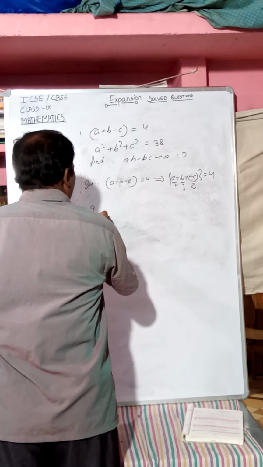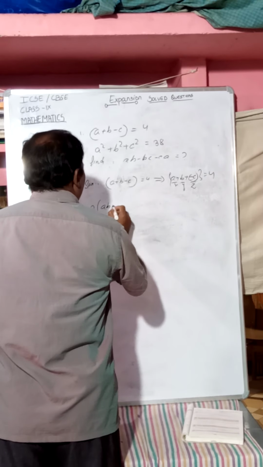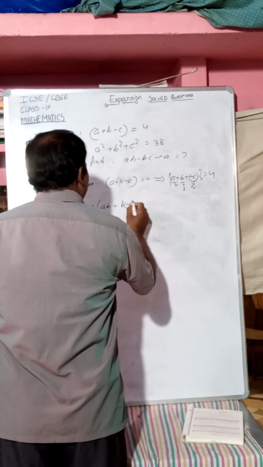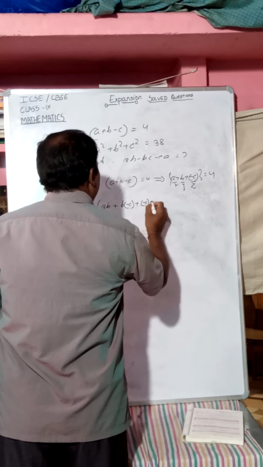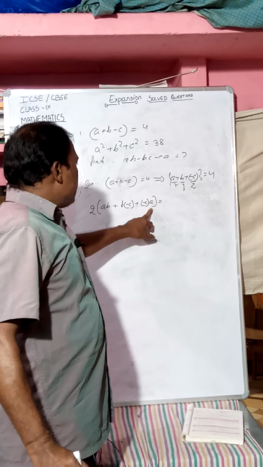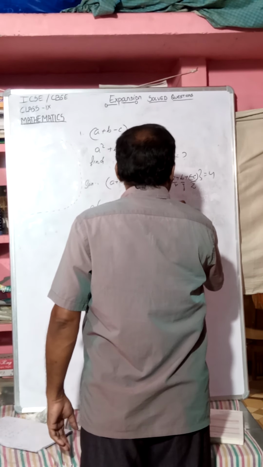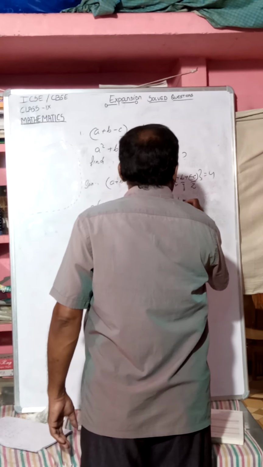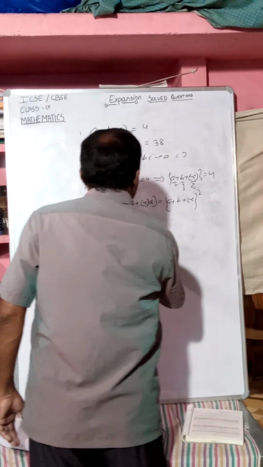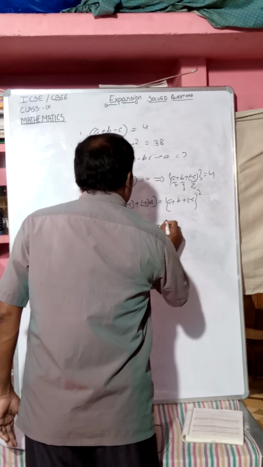Now, we know that 2 into (ab plus bc, b into minus c, plus ca, minus c into a) is equal to 2 into (ab plus bc plus ca), which is equal to (a plus b plus c) whole square, that is (a plus b plus minus c) whole square, minus (a square plus b square plus c square).